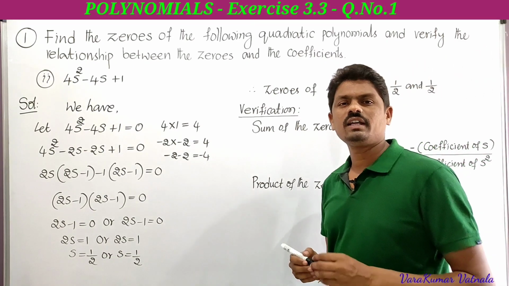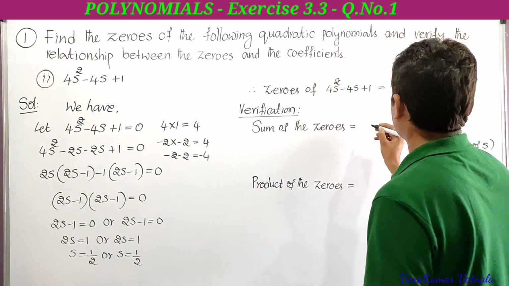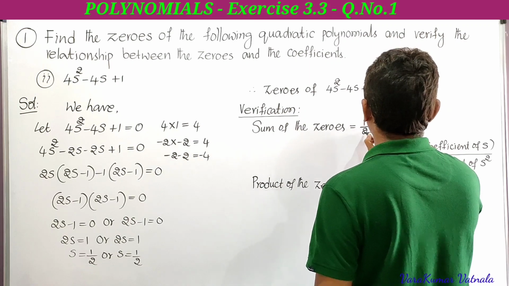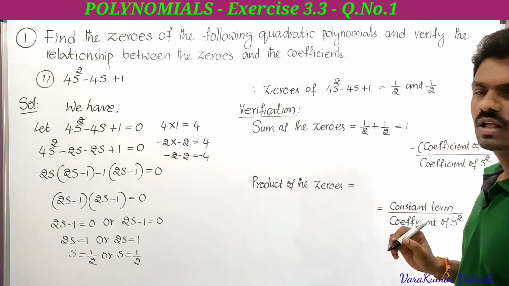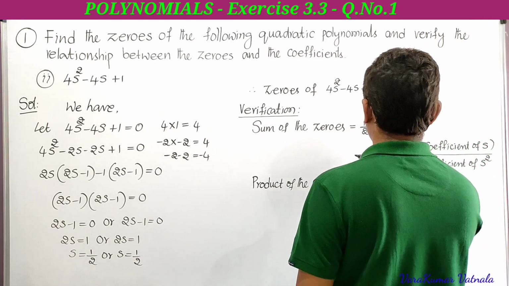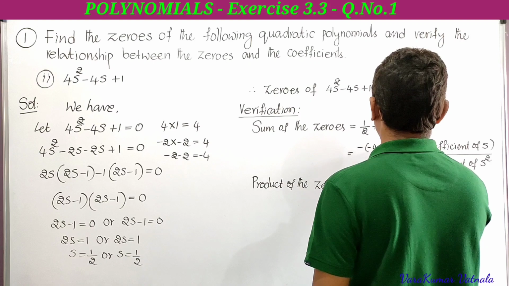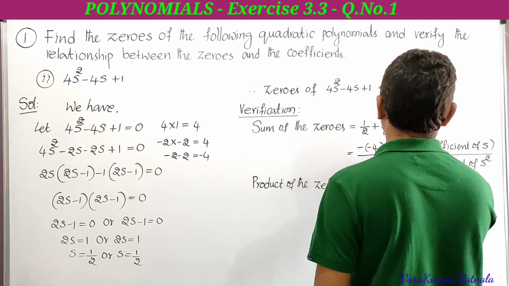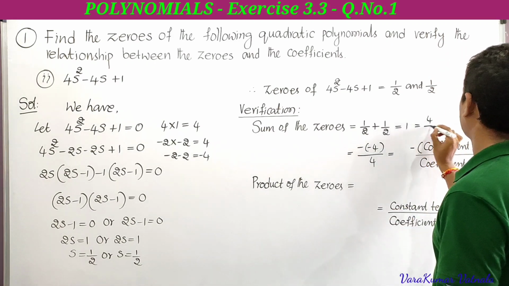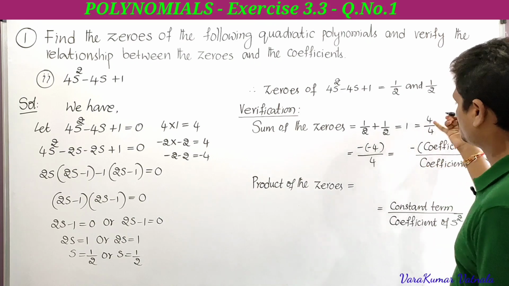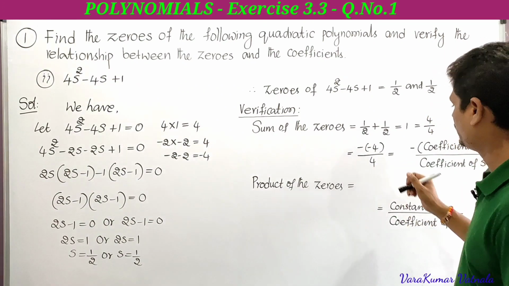So now I have to verify the relationship between the zeros and the coefficients. Here the sum of the zeros is equal to 1 by 2 plus 1 by 2, which is equal to 1. So here this 1 I am writing as minus of minus 4 divided by 4. Here 1 can be written as 4 by 4. But this plus 4 I have written as minus of minus 4 divided by 4. So see here why I have written like this.